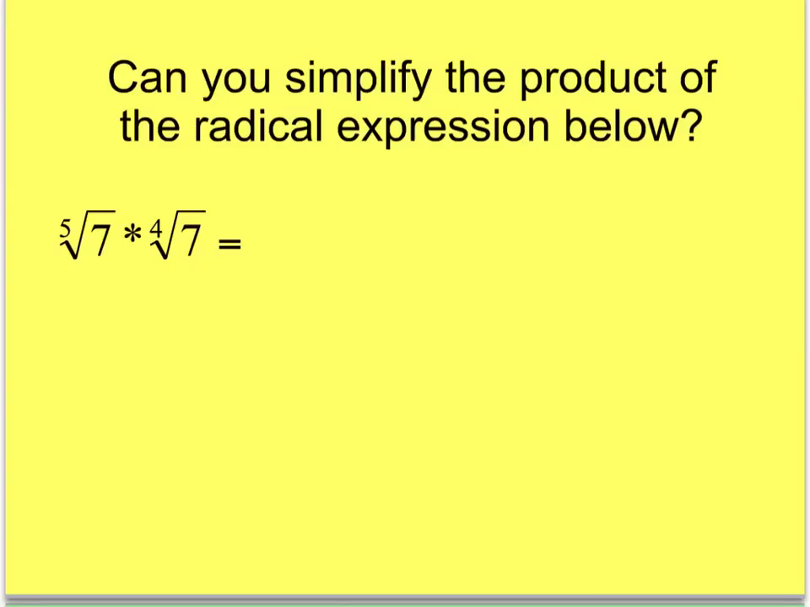So can we simplify this particular product here? And hopefully, when you look at that, you will see that the answer is no, we cannot, because my index is not the same. So that cannot be simplified.